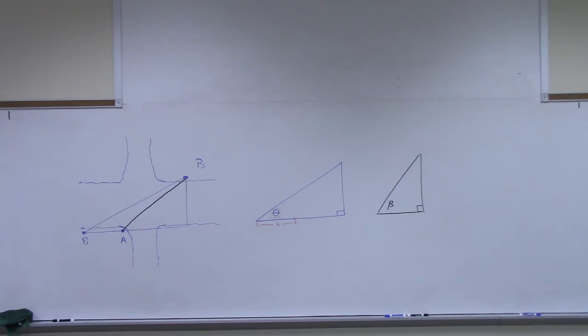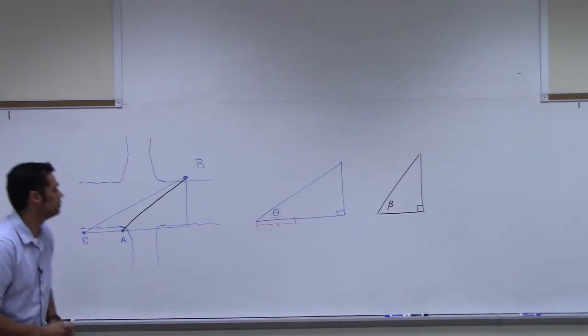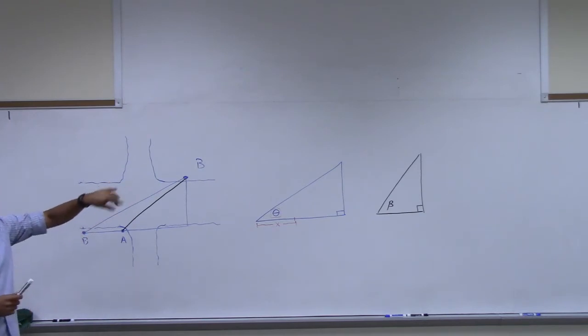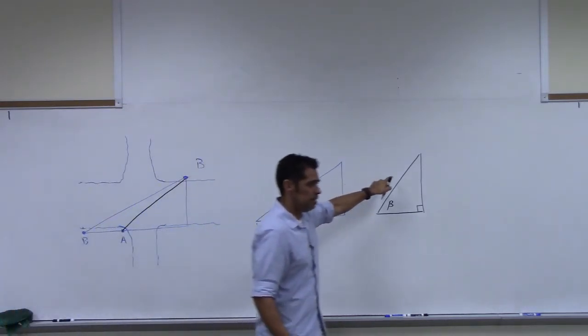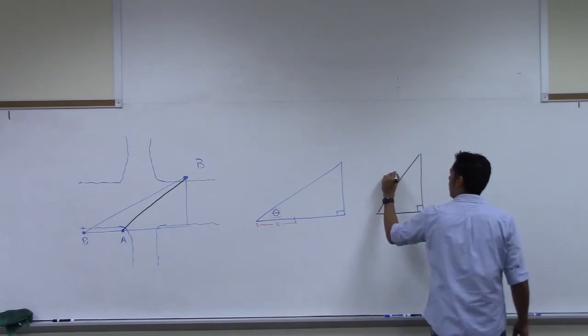What am I interested in? Well, you can also measure the opposite side. Or in my pictures, what am I interested in? What distance? The distance between A and B. Okay, so that's the hypotenuse of this one? Yes, that's correct. D.